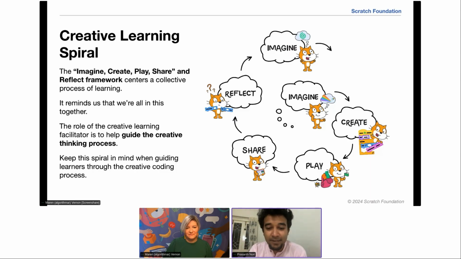As young people create with Scratch, they engage in what we refer to as this creative learning spiral. They imagine what they want to do. They create a project based on their ideas. They play with their creations. They share their ideas and creations with others, reflect on these experiences. And all of this leads them to imagine new ideas and new projects and new avenues. Our role as creative learning facilitators is to help guide this process and help them develop as creative thinkers.